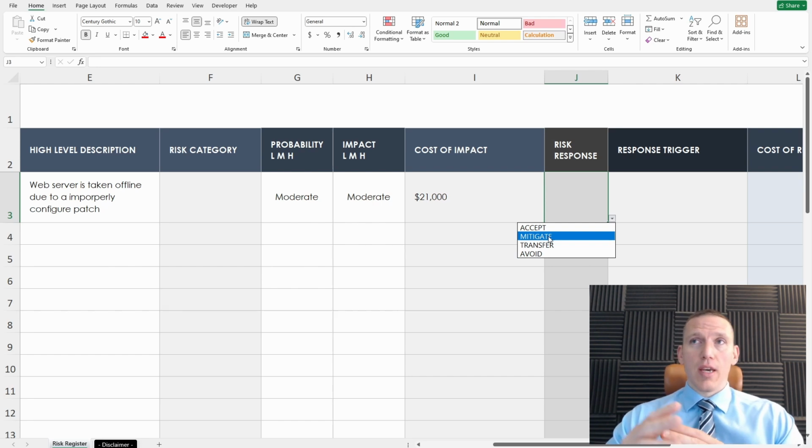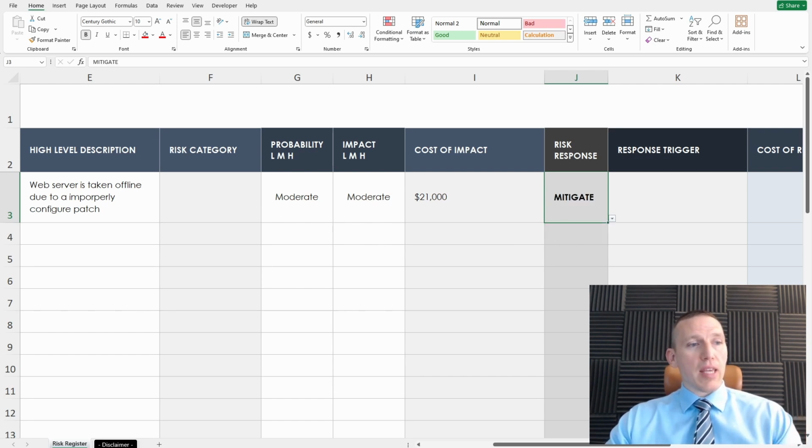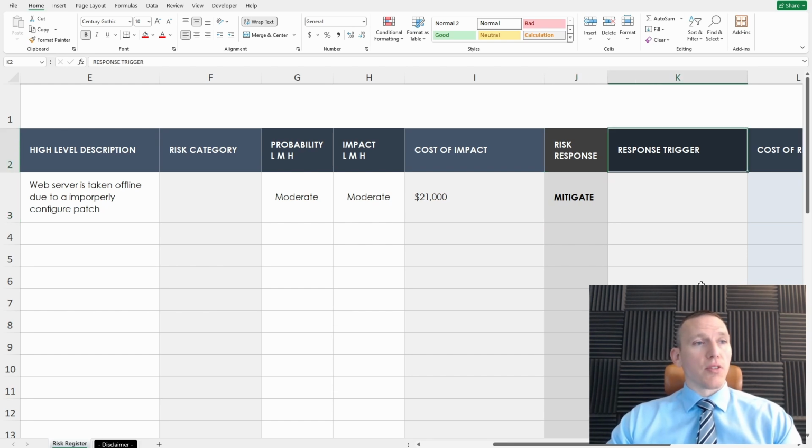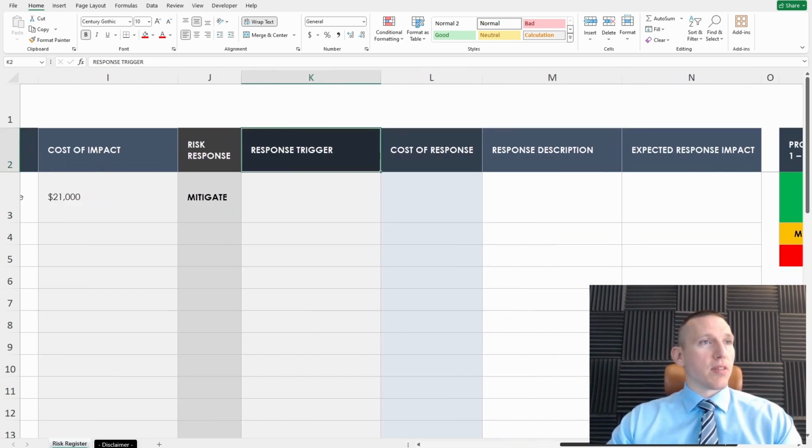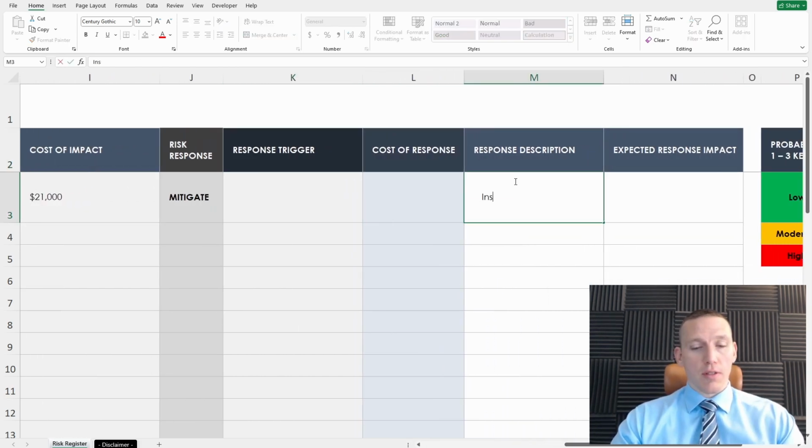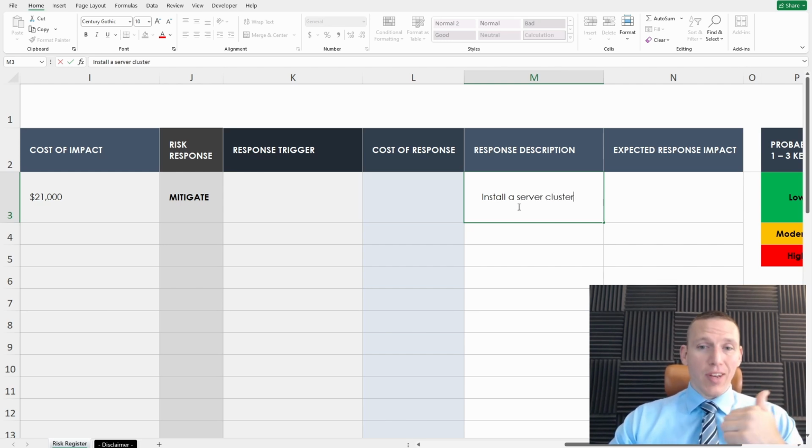So mitigate is to lessen, either lessen the impact or decrease the likelihood of this happening. One way we can do this is to install a server cluster. So if our one web server goes down, we have another web server that spins up and takes its place.